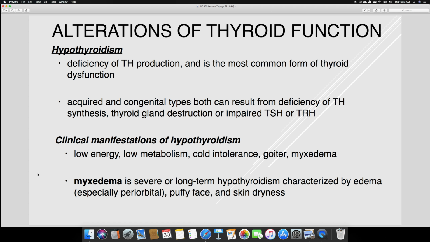So clinical manifestations, kind of the opposite of hyperthyroidism. So these people tend to be more fatigued, more intolerant to cold, lower metabolisms, possibly weight gain, low energy, myxedema. So myxedema is basically severe hypothyroidism or long-term chronic hypothyroidism, characterized by edema in the face, especially edema around the eyes, known as periorbital edema, poor skin and hair quality, things like that.